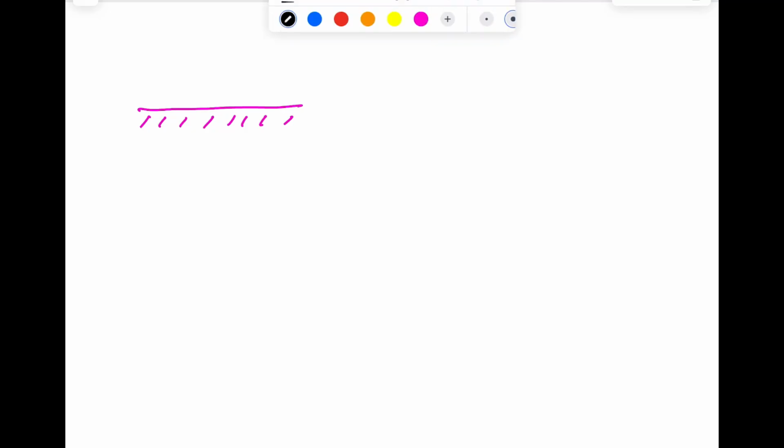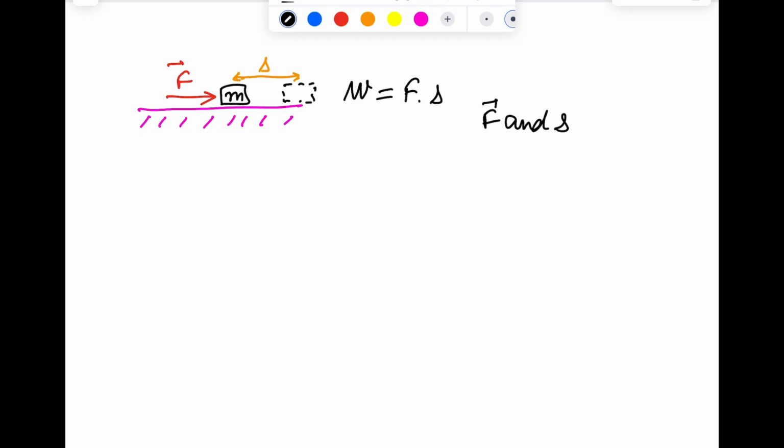So let's consider a body of mass m that's acted on by a force F. Let's say the force F causes the body to displace by S. So over here, we define work W as a product of F and S. Now over here, please note that the F and S vectors are actually in the same direction and they are parallel.